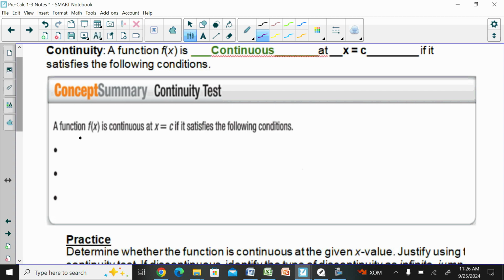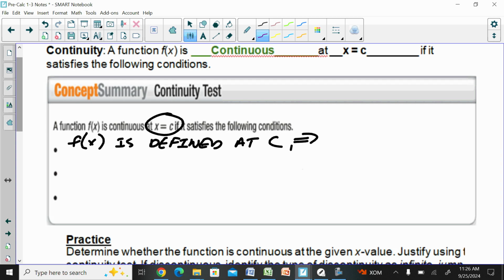Number one, f of x is defined at c. Again, we're talking x equals c here, that's why we're using those terms. So it's defined at c, which basically means that f of c exists. We have a point at f of c. There's no hole, there's no gap. We actually have a value at c.